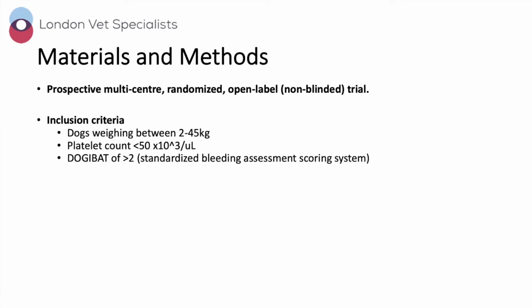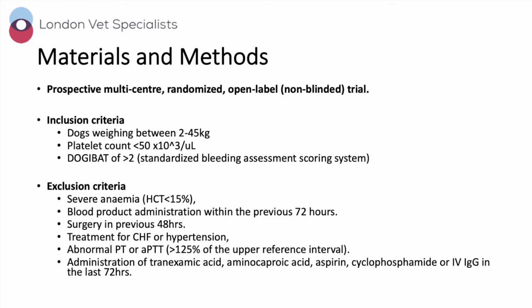And the main inclusion criteria were dogs that weighed between 2 to 45 kilograms with a platelet count of less than 50 times 10 to the 3 per microliter, and had a DOGGY BAT score of over 2. So the DOGGY BAT system is a standardised bleeding assessment scoring system that this paper used, but comes from a 2018 paper by Milkowski et al., which we'll go through in a moment, but that formed one of the main bases of this study. And then the exclusion criteria for this study were dogs that had concurrent severe anemia, or had previous blood product administration within 72 hours, surgery within the previous 48 hours, or on treatment for congestive heart failure, hypertension, as well as abnormal coagulation parameters, and the administration of the medications listed on the bottom line.